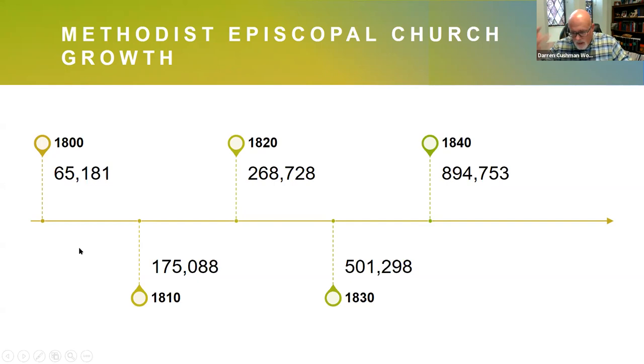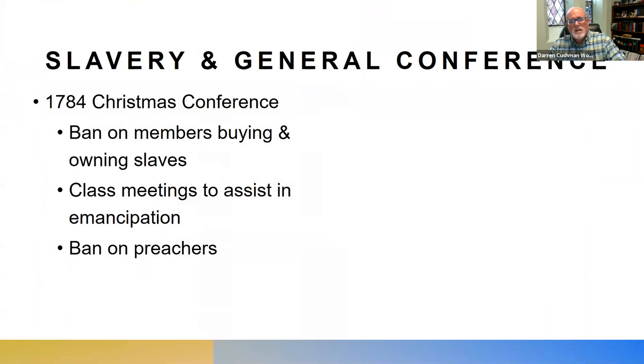And it just plagues Wesley over and over again, what to do with this, because their stance becomes known in society and they get a lot of opposition for it. Before I describe the opposition, let me go over the official policy and how it morphed over the course of basically 20 years. So the founding conference was in Baltimore, Christmas 1784, and they put into that first Book of Discipline a ban on all members owning or buying slaves.